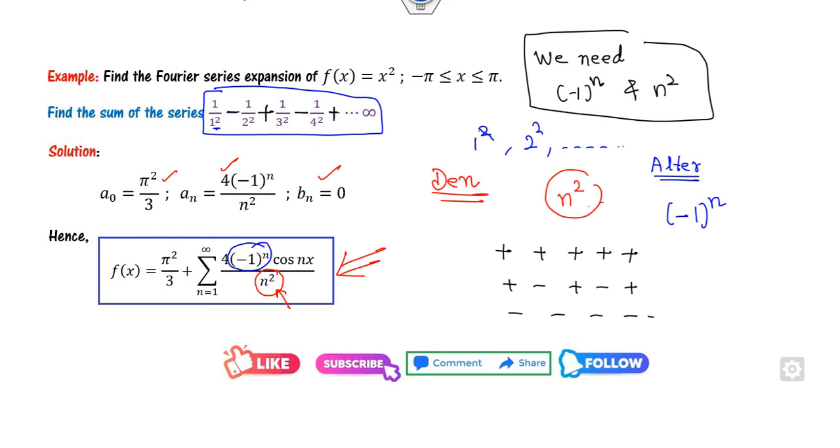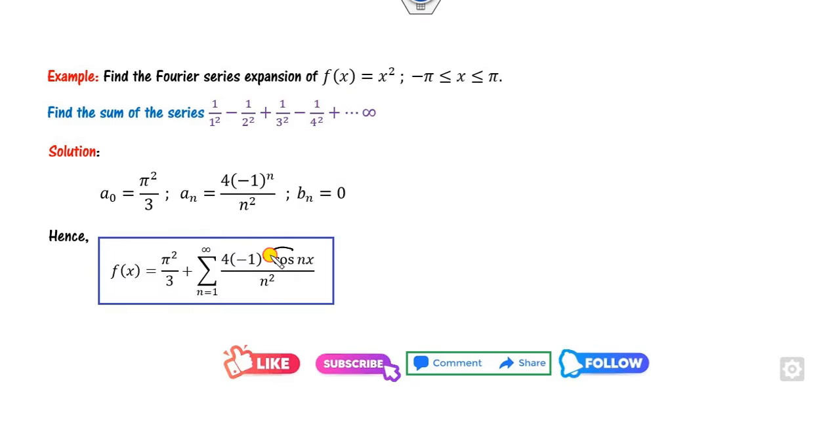Fine. So look at this term. We need this quantity, and we need this quantity also. So what is remaining? What is left inside? Because 4 is a constant, cos nx is left behind. So what is the value of cos nx? It may be 0, it may be 1, it may be minus 1. But if cos nx is 0, the whole quantity will be 0, and that means this is not possible.